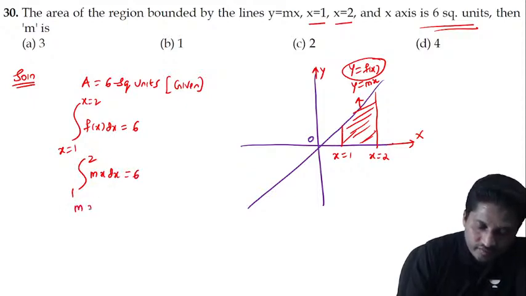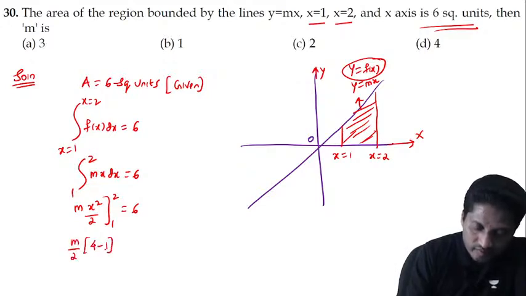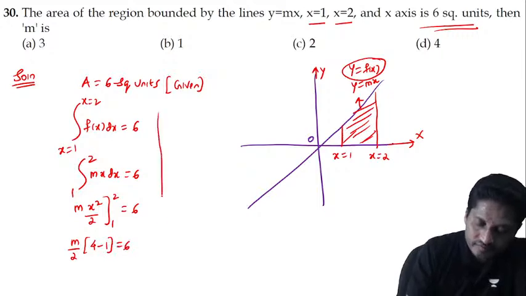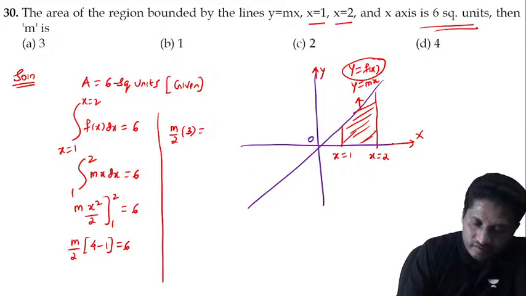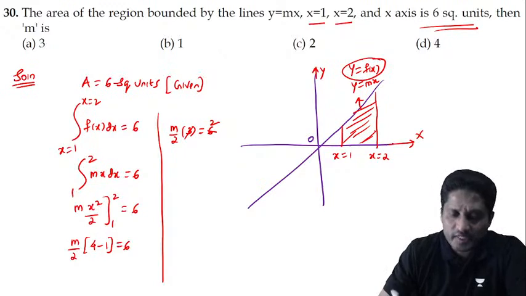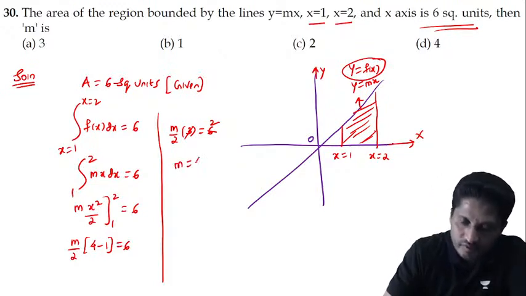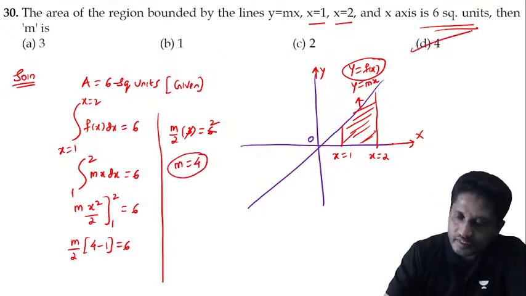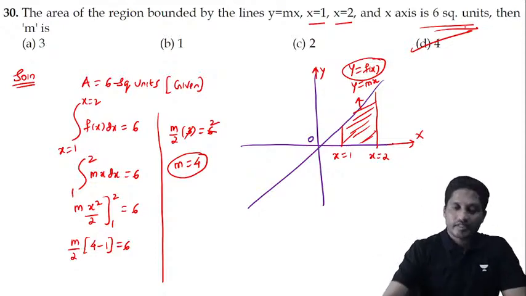M times integration of x is x square by 2 between the limits 1 to 2 is equal to 6. So this is m by 2, upper limit 2 square is 4, lower limit 1 square is 1, is equal to 6. Now this is m by 2 into 3 is equal to 6. I'm going to cancel this 2. If I cross multiply, m should be equal to 4. Answer is option D. Let's move to the next question.